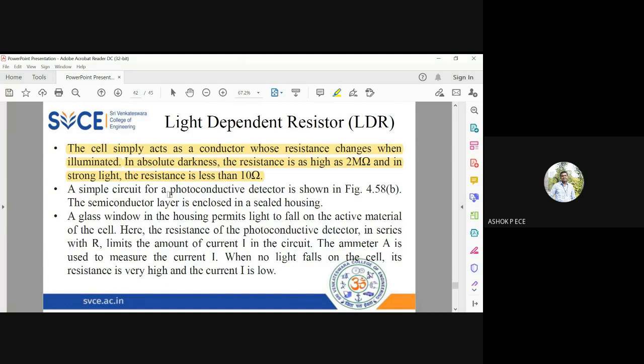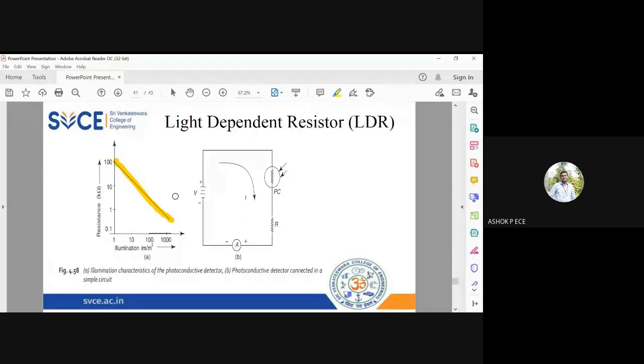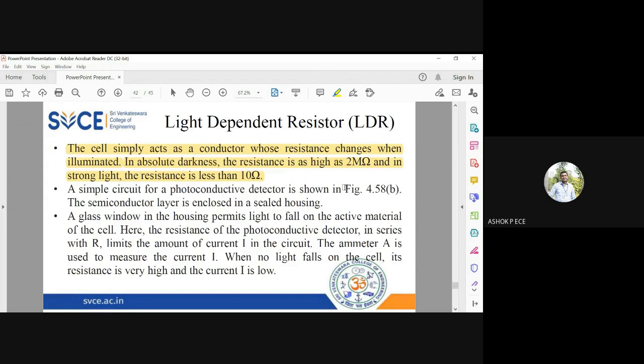The simple circuit for a photodetector is shown here. This is the diagram we have seen. If I change the light intensity and plot a graph, I get this graph. As I increase the intensity of light, the resistance value is going to drop abruptly. There is going to be a sharp variation in the resistance value of the LDR. A glass window in the housing permits the light to fall on the active material of the cell.